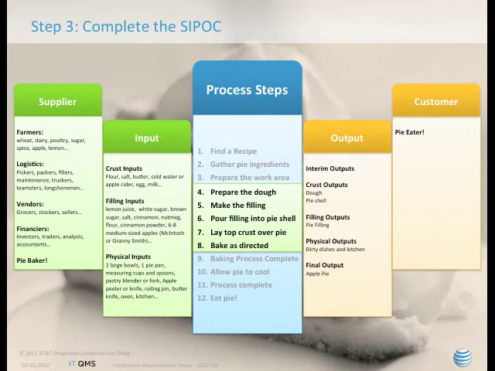I've got inputs here: flour, salt, butter. I've also got inputs to the filling: lemon juice, apples. I've got physical inputs: bowls, ovens. What I'm looking for to improve this process are which of these inputs are really critical to helping me become the best pie baker I can be, and really in this case helping me put these ingredients together in a way that when it comes out it is high quality and something that I want to eat and people want to eat. That really is the point of the SIPOC.